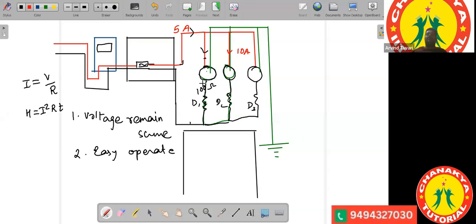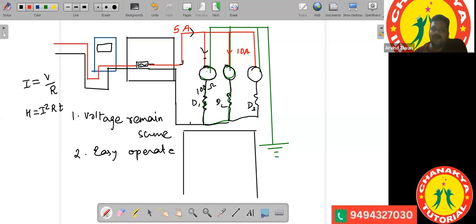Now we will see why we are using the fuse wire and why we are using the earth wire. Both of them are safety devices. The fuse wire is a safety device, and the earth wire is also a safety device. So what happens with the earth wire and what happens with the fuse wire?